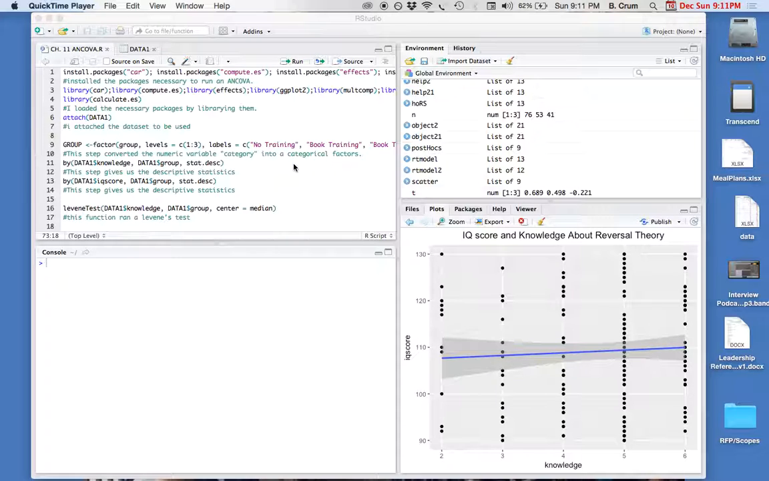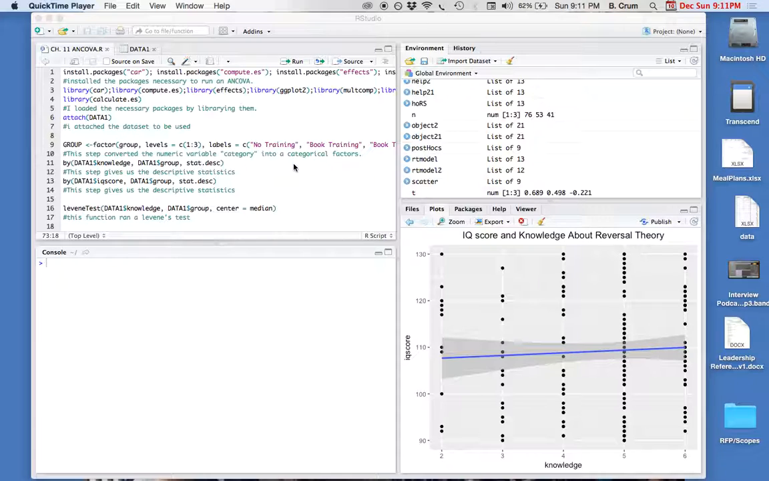My research design has three groups with understanding scores of 1 to 6 about reversal theory. Group 1 had no training, Group 2 was given a book to read about reversal theory, and Group 3 was given the book and a lecture about reversal theory. The covariate was IQ scores.